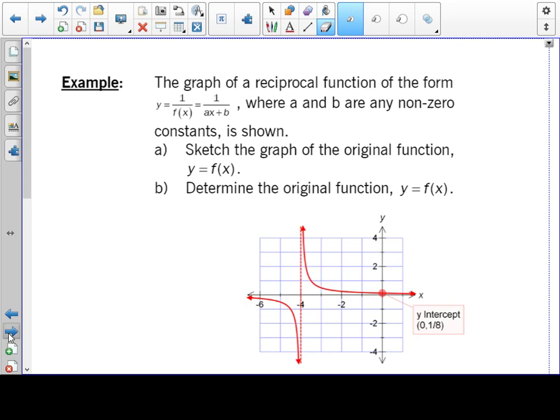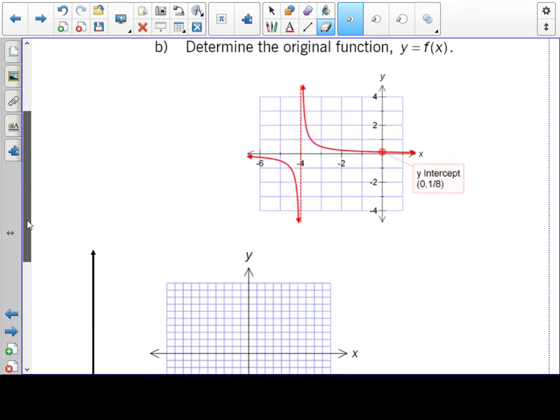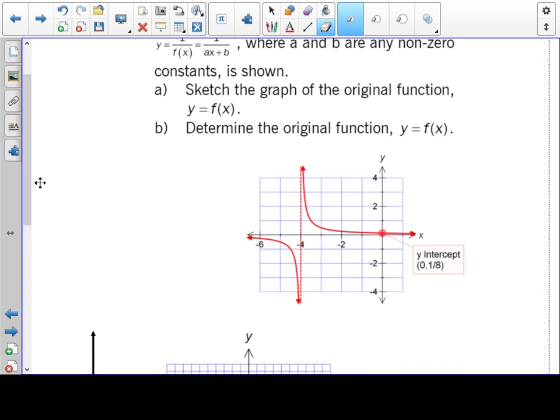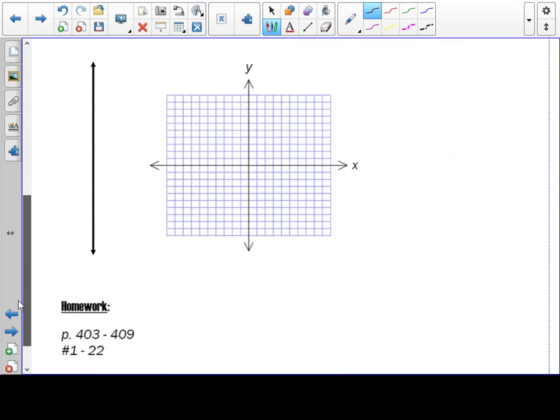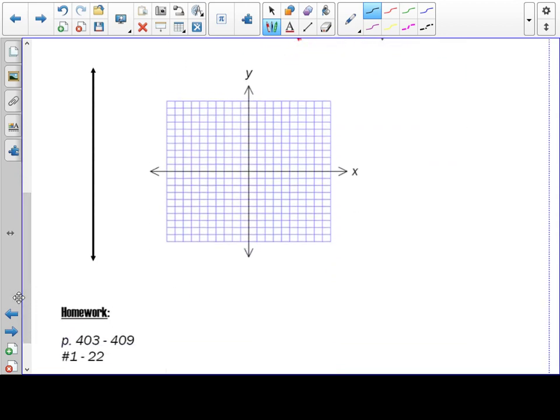We have one more example here. The graph of a reciprocal function of the form 1 over ax plus b is shown. So we're given the reciprocal. We're asked to find out what the original function was and to sketch it. And I guess it depends on whether you can figure that out first. Well, first of all, the important thing here is that there's a 0 at -4. So we know there's a 0 at -4.